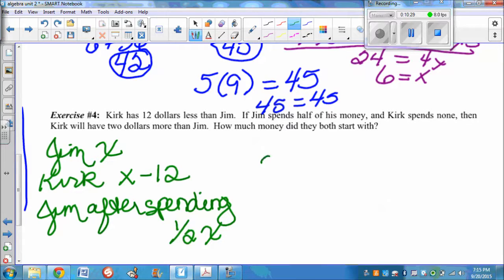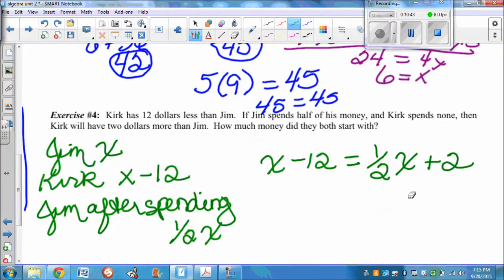So Kirk, remember, he spent none, will have $2 more. So to make this equation equal, we're going to add 2 to that. Okay, add 2 to Jim's spending, to make it equal. And now we've got our equation.